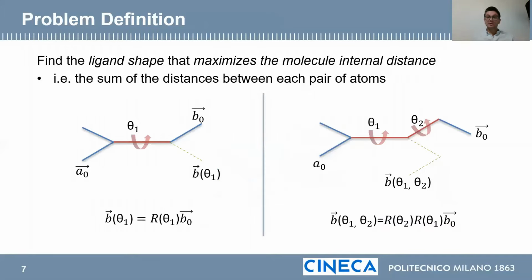The rotation is performed as a matrix multiplication between the position of an atom and the matrix representing the rotation due to the rotatable bond, and when we have more rotatable bonds, the combination of the rotations will be just a combination of matrices.